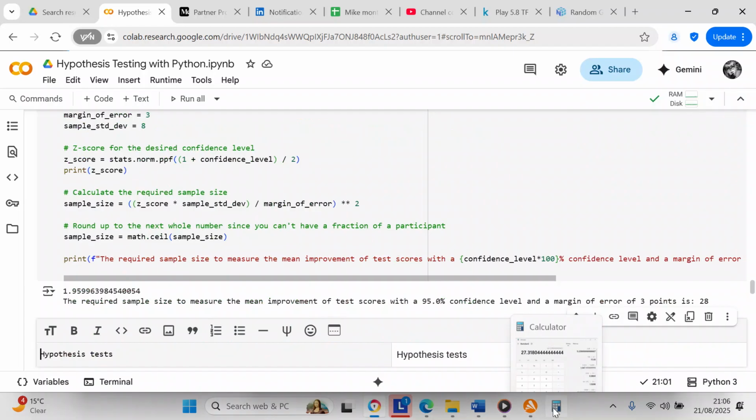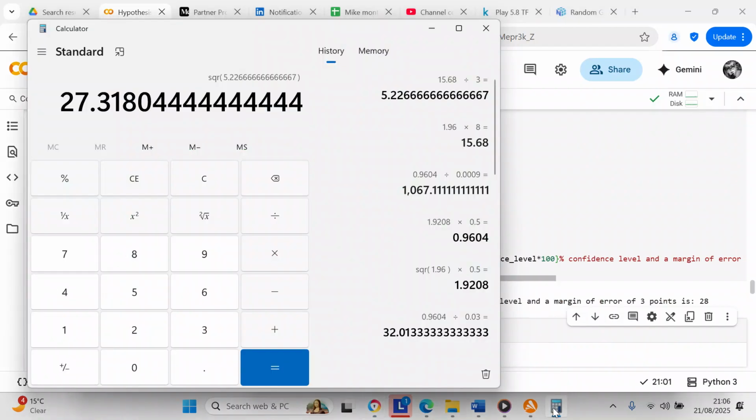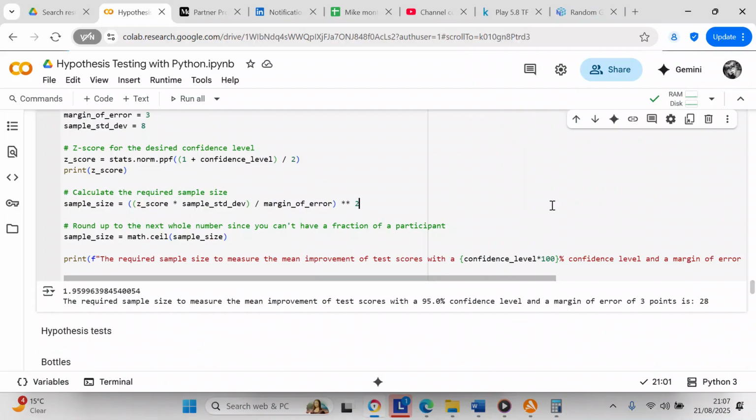I actually calculated this on my computer's calculator, and it gives 27.3. If you round that up to the nearest whole number, or the nearest integer, that's going to be 28. I calculated it just to prove that it does actually work.